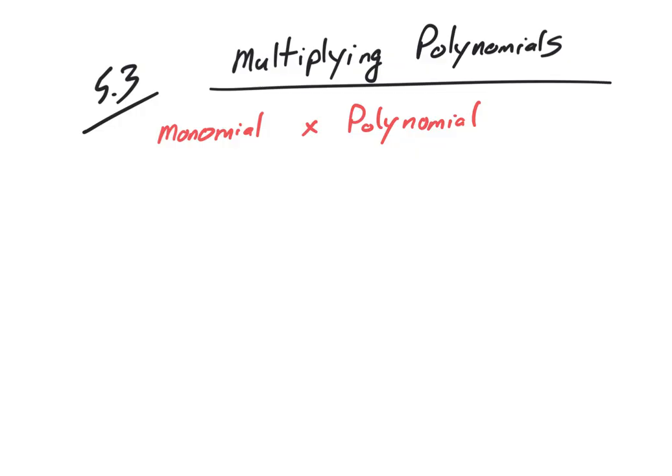So what this is going to look like would be 5x cubed. That would be our monomial. And we're going to multiply it by x squared plus 3x minus 2. What do you think we're going to do here? Any ideas? Distribute, yeah. It's just a basic old distribute problem.